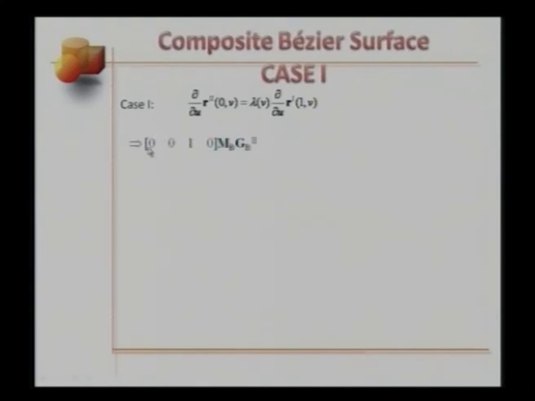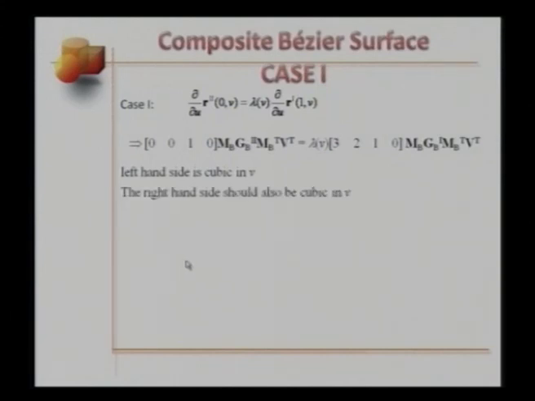This implies [0, 0, 1, 0] M sub B, G sub B of the second patch, the geometric matrix, times the Bezier coefficient matrix transpose, V transpose equals lambda of v times this row vector here with elements [3, 2, 1, 0] M sub B, GB1, MB transpose, V transpose. Now, if you notice, the left hand side is cubic in v. V transpose here comprises of terms 1, v, v squared, and v cubed.